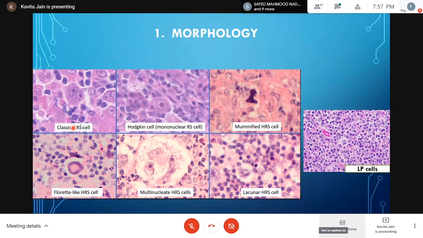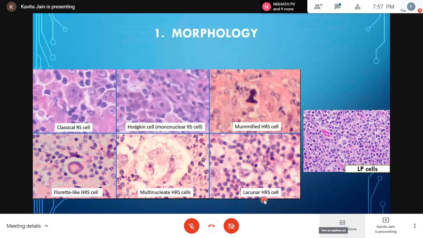So we have the classic RS cells, which are bilobed, they have mirror images, prominent nucleoli, and an owl-eye appearance. The mononuclear RS cells are known as Hodgkin cells. They can be seen in all types of classical Hodgkin's. Then the mummified RS cells have pyknotic nuclei. We don't have discernible nucleoli, and of course the cytoplasm is retracted. These can again be seen in any of the subtypes.